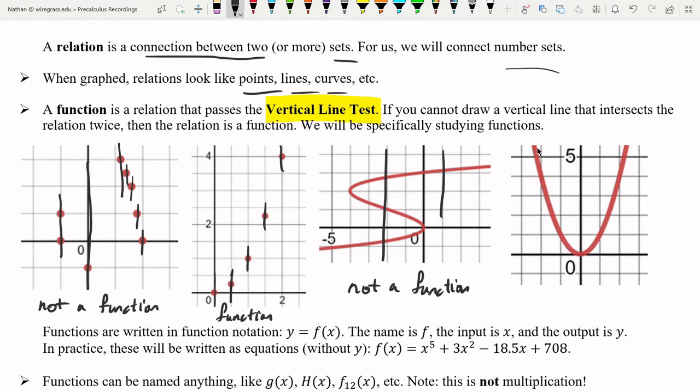Finally, this one here, I can draw vertical lines all day long. Every single one of them will never cross twice, even though this thing continues indefinitely this way and this way. I will only ever cross it once, every vertical line. So this is a function.